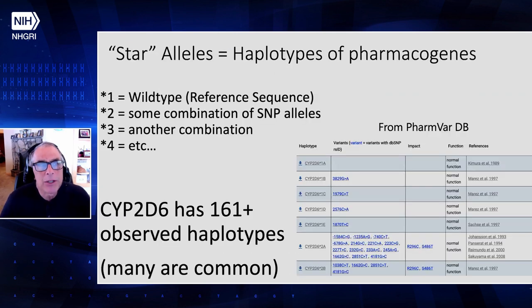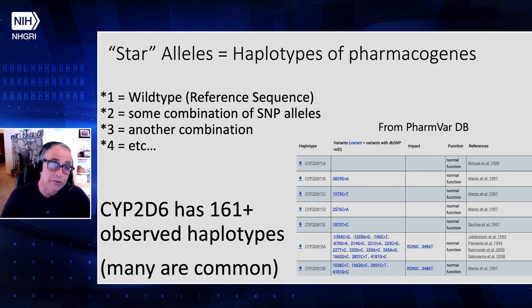Now, CYP2D6 has a number of alleles. In fact, 161 haplotypes have been reported in the literature. And they have this funny nomenclature that some of you may be familiar with called the star nomenclature. Star one is typically a wild type. Star two is some combination of SNP alleles that lead to a variant. Star three is another set of combinations, et cetera, for the 161. And we're actually still discovering them as the sequencing projects do more and more.